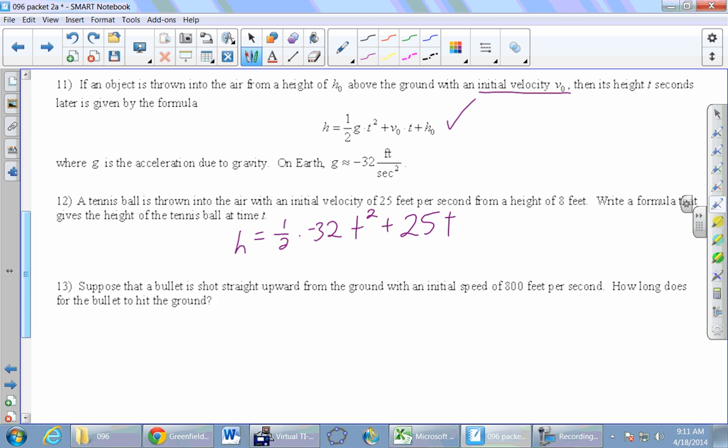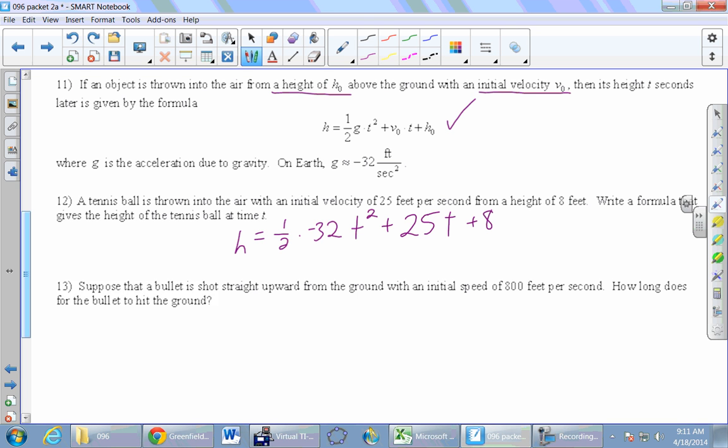Plus H sub 0. H sub 0 is the initial height of the ball, which is given in the problem. 8 feet. Makes sense. You've got a tennis player swinging a racket. I could buy that the racket head could be 8 feet off the ground, like on a serve.